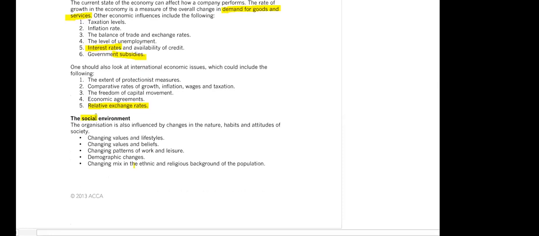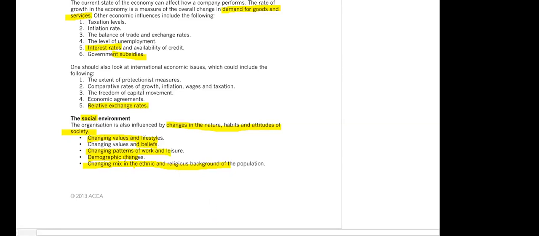Then come the social factors. Social factors means changes in the nature, habits and attitudes of society, changing values and lifestyle, changing values and beliefs, changing patterns of work and leisure, demographic changes, and a changing mix in ethnic and religious background. All of these actually have an impact. For example, with changing lifestyle, work from home is the new normal. That means rentals of commercial properties should start to go down, maybe in the long run, and in the short to medium term at least.